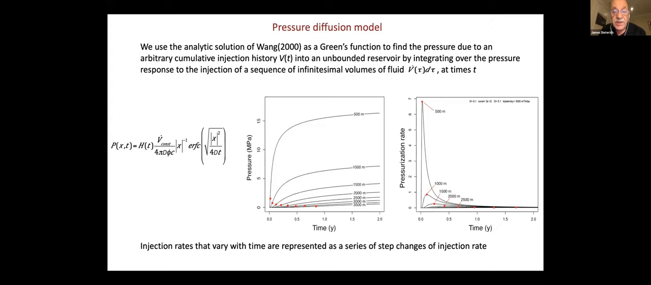So this is pressurization rates. The little red circles are where the pressurization rate is the maximum. So up to this point, the earthquake rates will be increasing. And then following this point, at this distance, they'll start to decay and go asymptotically to zero.